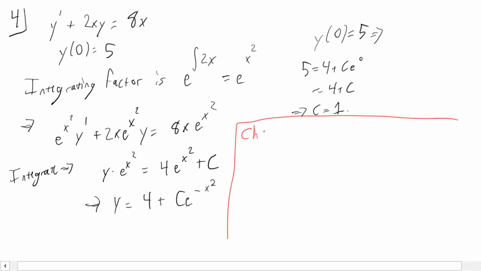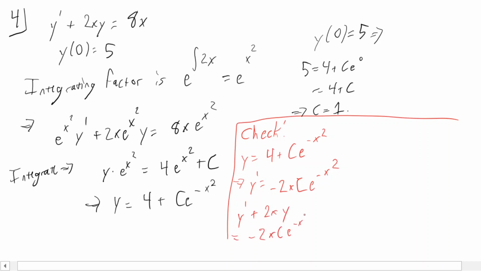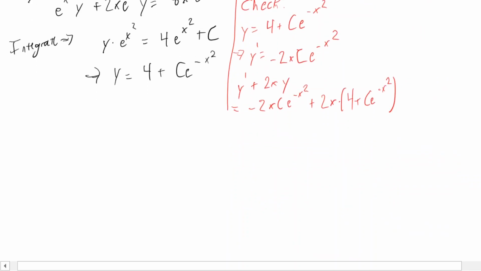And of course, let's check our work. So if we take our original y and we take its derivative, we get the derivative is negative 2x times c e to the negative x squared. Now if we plug this and y into the differential equation, we get negative 2x c e to the negative x squared plus 2x times 4 plus c e to the negative x squared.